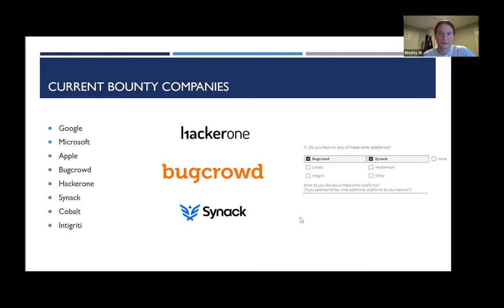So for myself, I've done work on all three of the major platforms, but primarily I work on HackerOne and Synack. I think part of the question was also around, do you pick a target and go deep, or try to go wide across multiple targets at a time? Yeah, I actually have a slide on that in a little bit. I will definitely get to that because that's a key point of bug bounty strategy, I feel like.